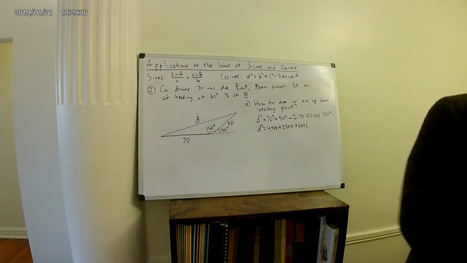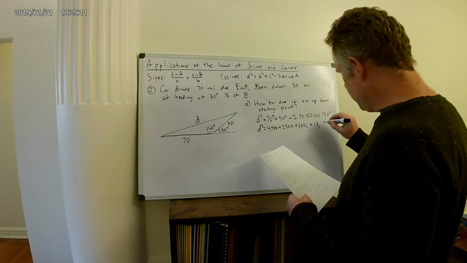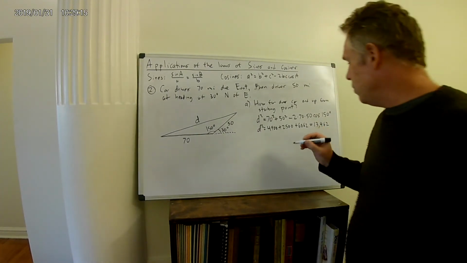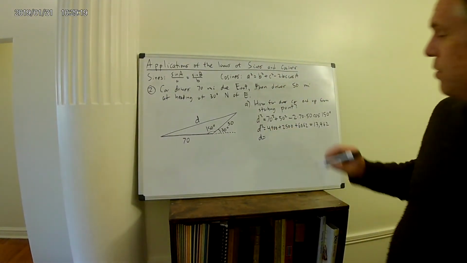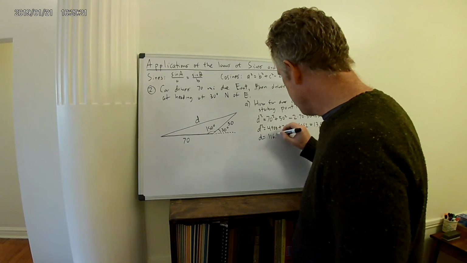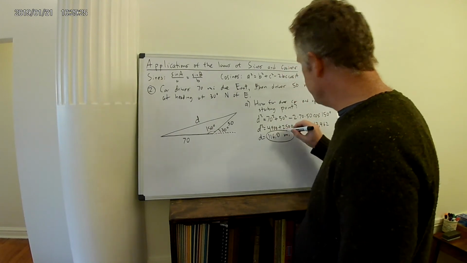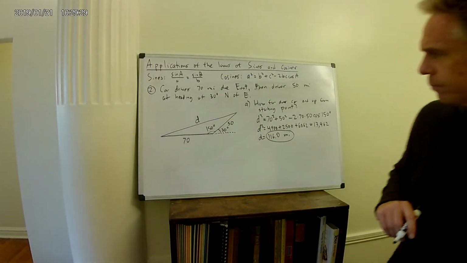If you add these all together, we get 13,462. And the final step here is to take a square root. If we take a square root of that number to find D, we get 116.0 miles. So it turns out this driver ends up 116 miles from the starting point.